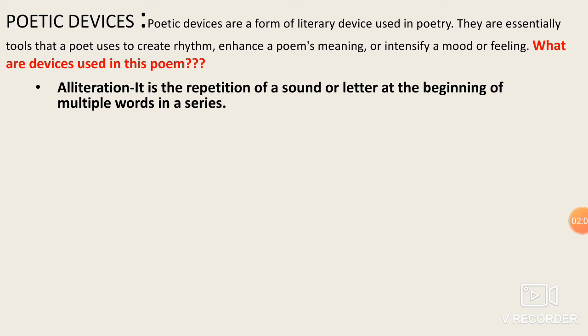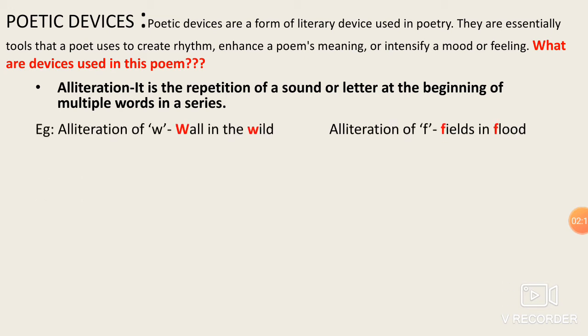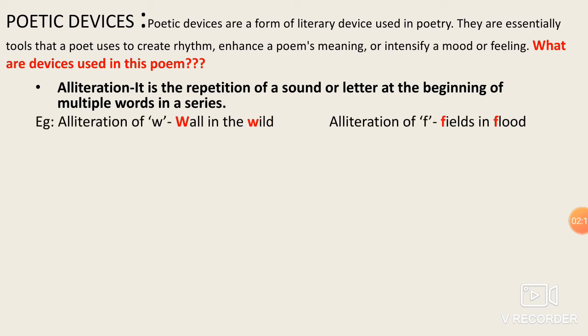It is the repetition of a sound or letter at the beginning of multiple words in a series. Let me tell you the example, it will be more clear to you. Alliteration of W can be seen in the poem in the set of words wall in the wild. Further, you can see alliteration of F in the set of words fields in flood. Here there is repetition of sound at the beginning of the series of words.